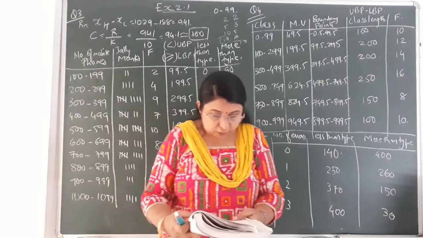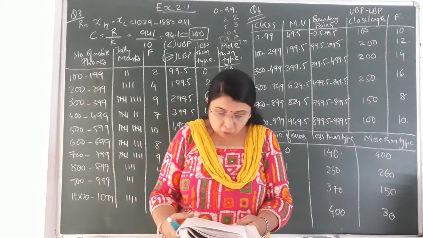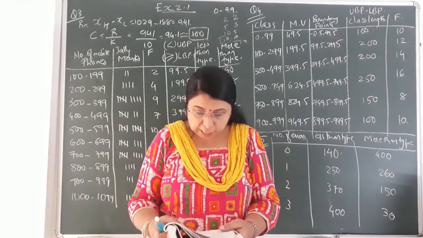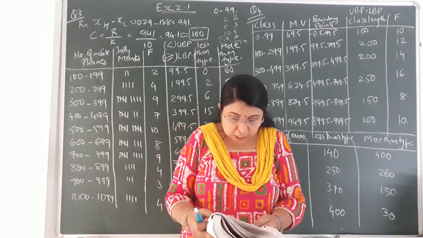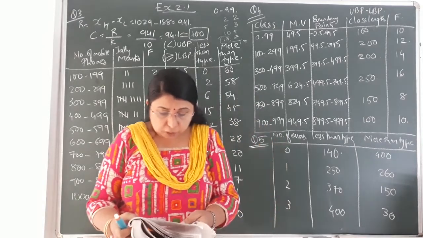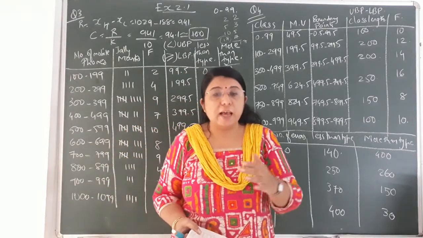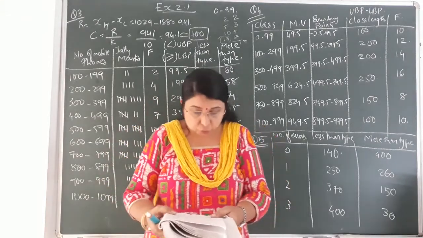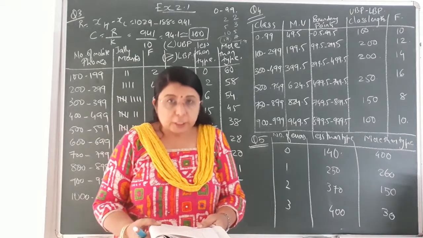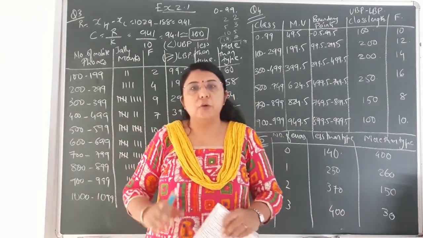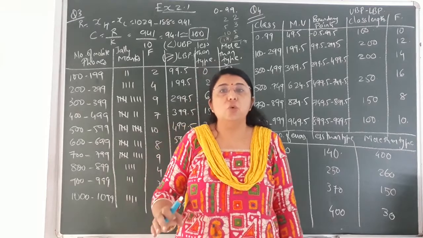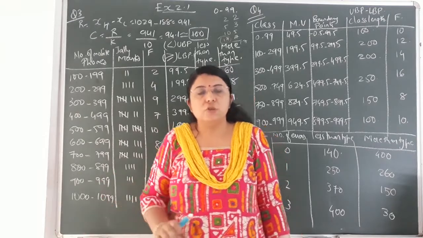The third question that I have taken: the data regarding the number of mobile phones produced during the last 60 days by a mobile phone manufacturing company is given below. Mobile phones that are produced during the last 60 days, the data has been given to you. Distribute it into 10 classes. It means over here it has been clearly mentioned that you have to convert the data into continuous frequency distribution.